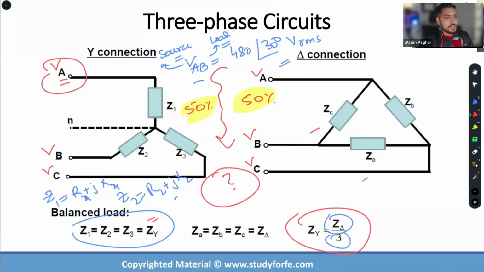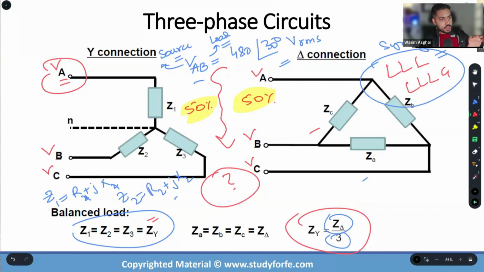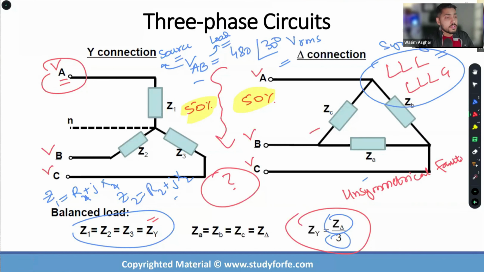Version 2 of an unbalanced system is a fault scenario. Within faults as well, we have balanced faults, which we call symmetrical faults. They are our three-phase faults. They can be L, L, L, or L, L, L, G. For this category of faults, which we call symmetrical faults, you can directly use the same rules that we are using right now because it still remains a balanced system. But for all the unsymmetrical faults, we have to again use sequence components.